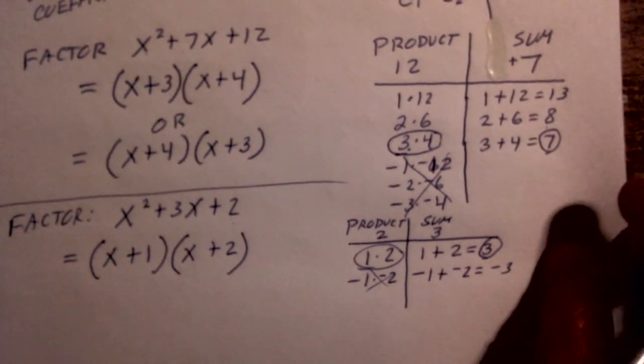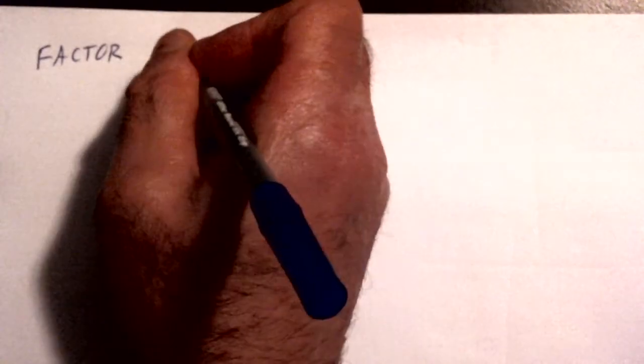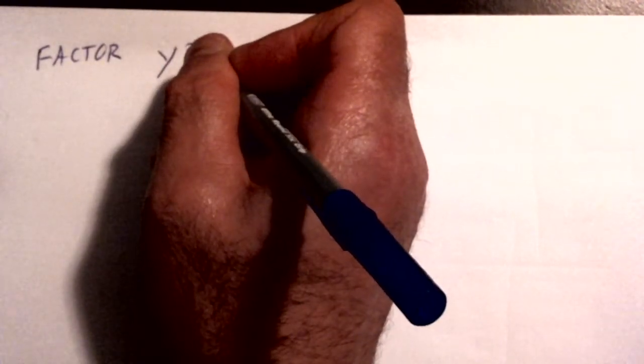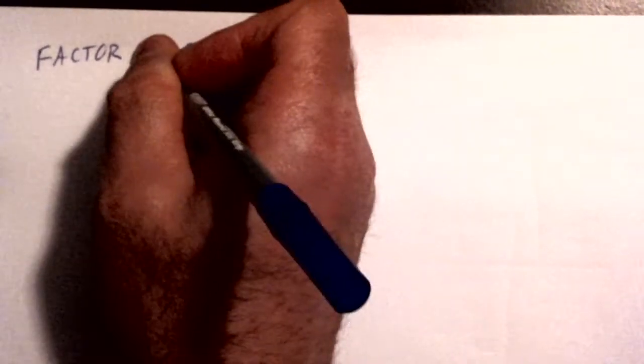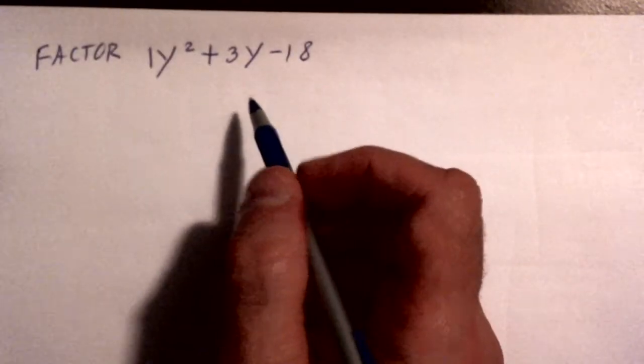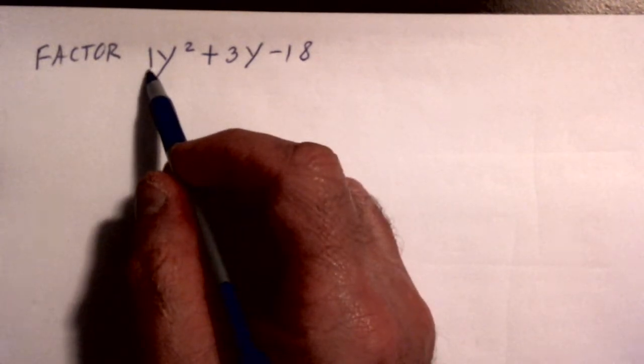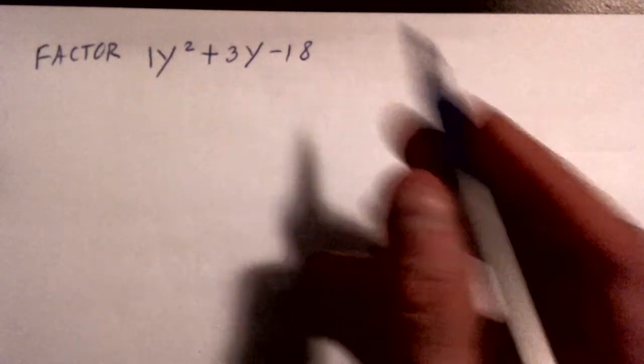All right. So this is called the product sum method. Let's see if we can try a couple more here. Let's try to factor y squared plus 3y minus 18. So again, this is a trinomial where the leading coefficient is 1. To factor these types, we tend to use the product sum method.